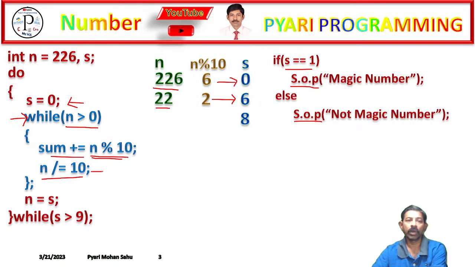After that I will do n by 10. As I said, 10 2s are 20. So quotient is 2. Now after that again I will check n is greater than 0. True. I will get inside, I will get the remainder. Remainder is 2 because 10 zeros are 0. Remainder is 2. Now 8 plus 2 is your 10. So sum becomes your 10. Now n by 10. 10 zeros are 0. So quotient is my 0. Now condition. 0 is greater than 0. False.